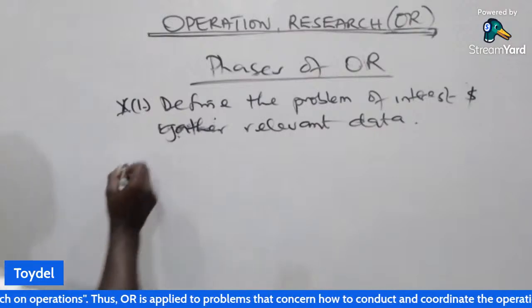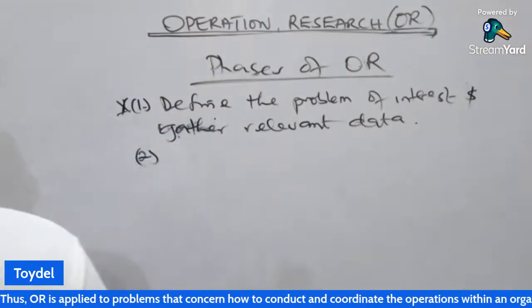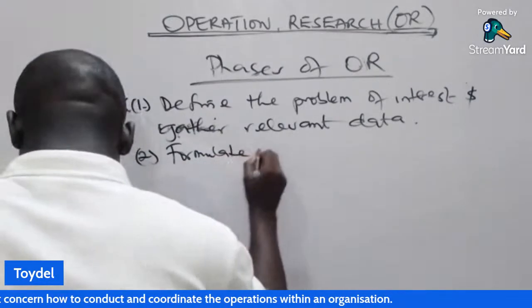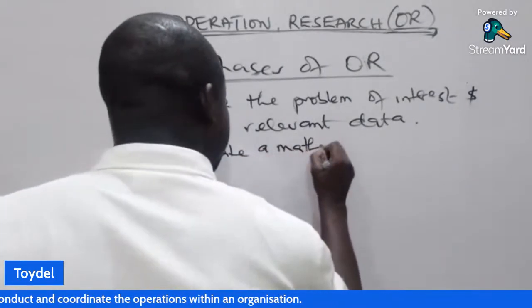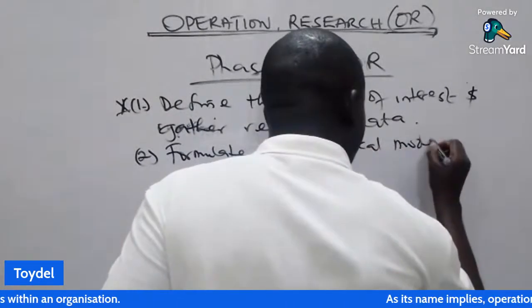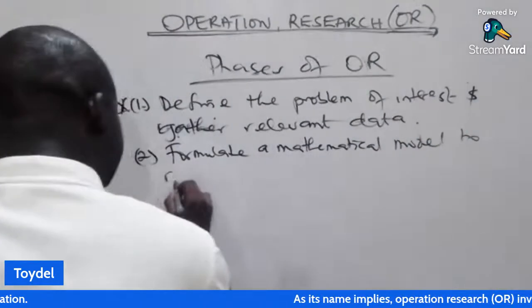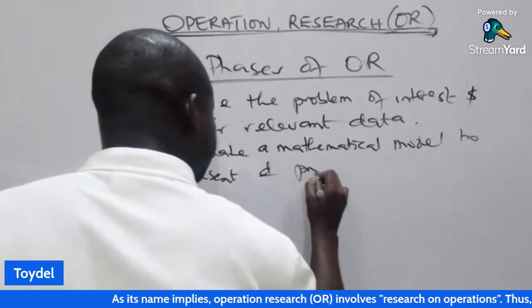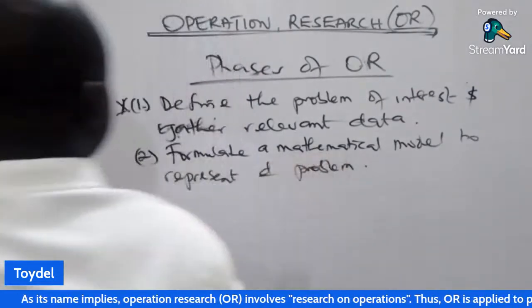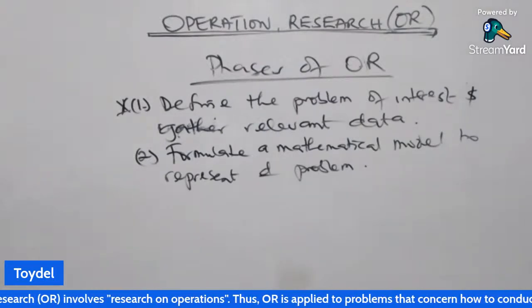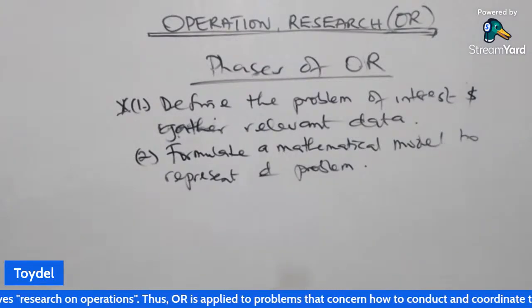Then the second point is that we formulate a mathematical model to represent the problem. So once we define the problem, we formulate a mathematical model to represent that problem.